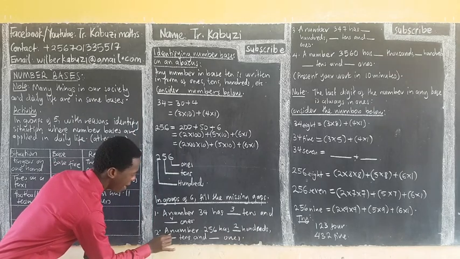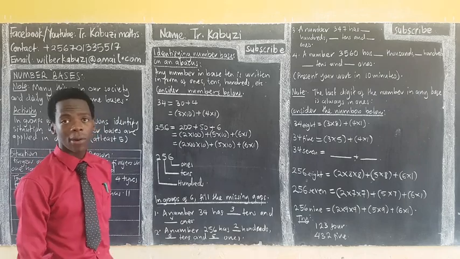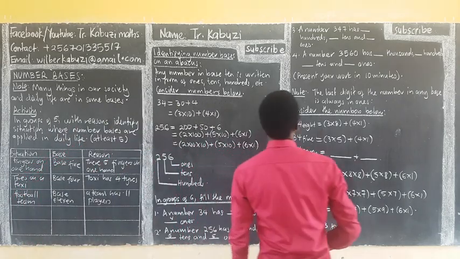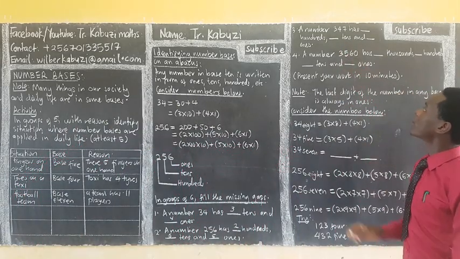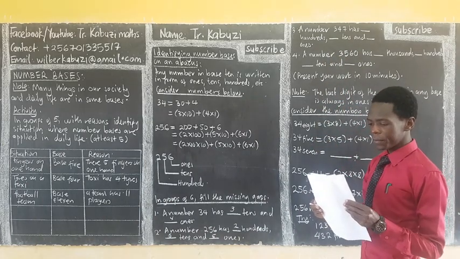Then 5 tens and 6 ones. Is that the answer you have with your members? Okay. Now this one. A number 347.